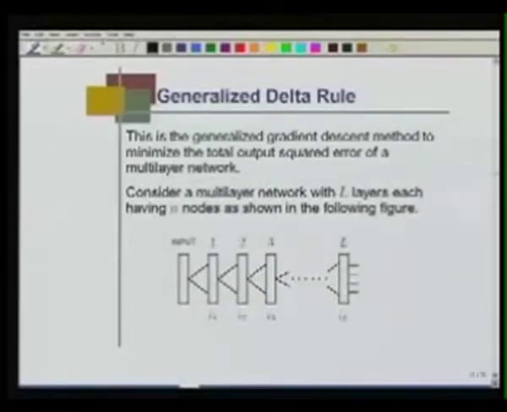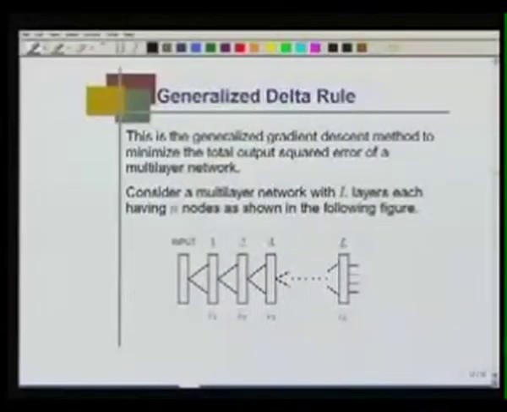So, we will call this the generalized delta rule. We derived this delta rule for a single hidden layer. Now we will generalize this delta rule for any number of hidden layers in a feed forward network. That is why it is called the generalized delta rule. So, let us consider a multi-layered neural network that has L layers. This is the input layer, first layer, second layer, third layer and L-th layer, and these are all feed forward networks.